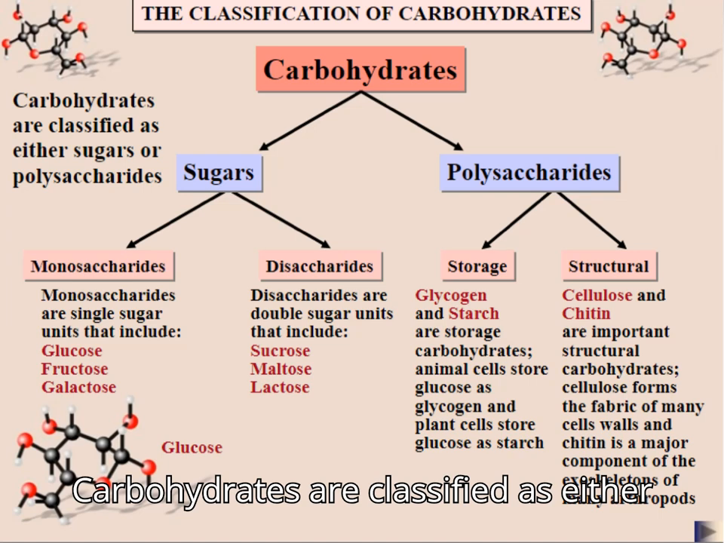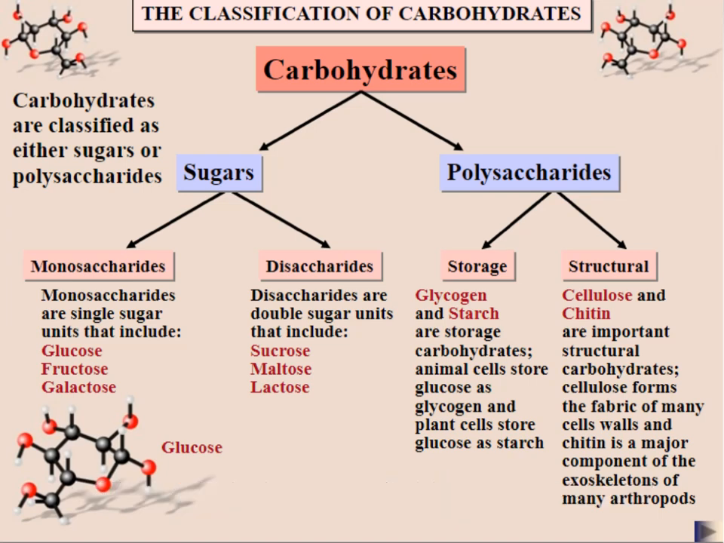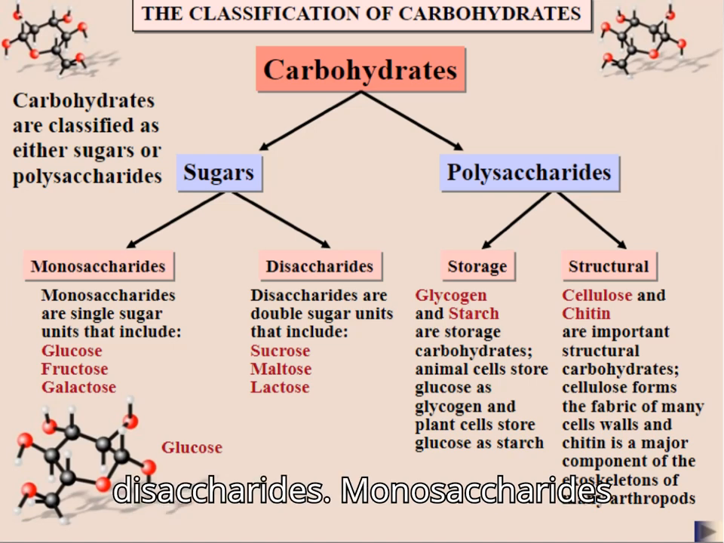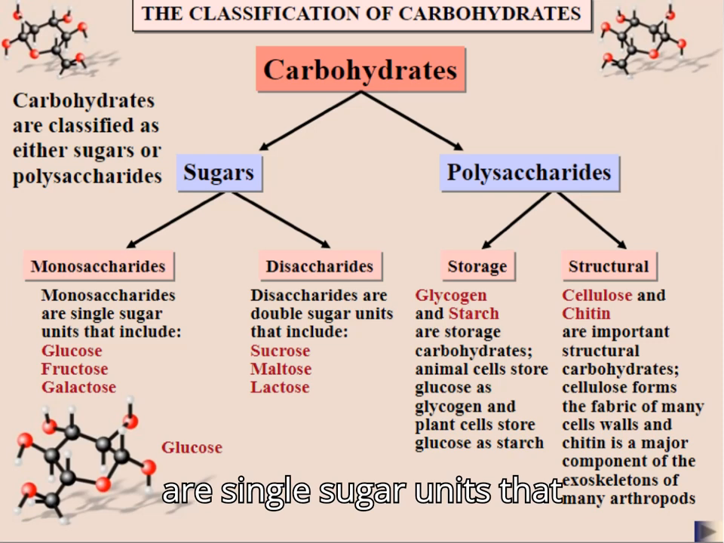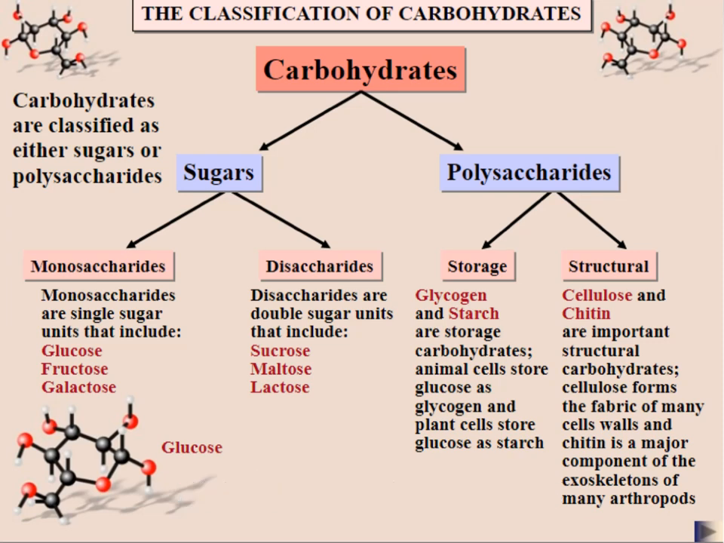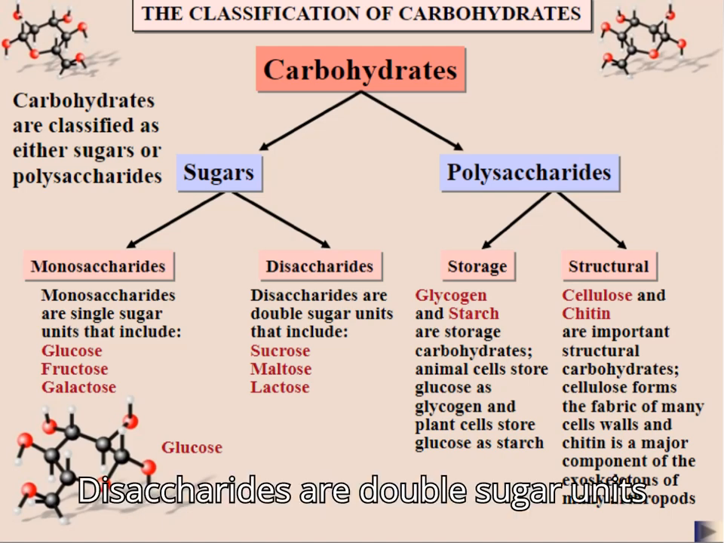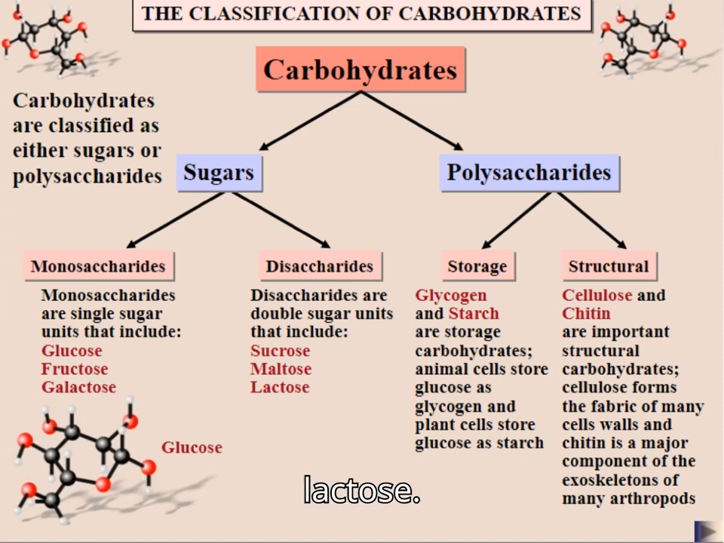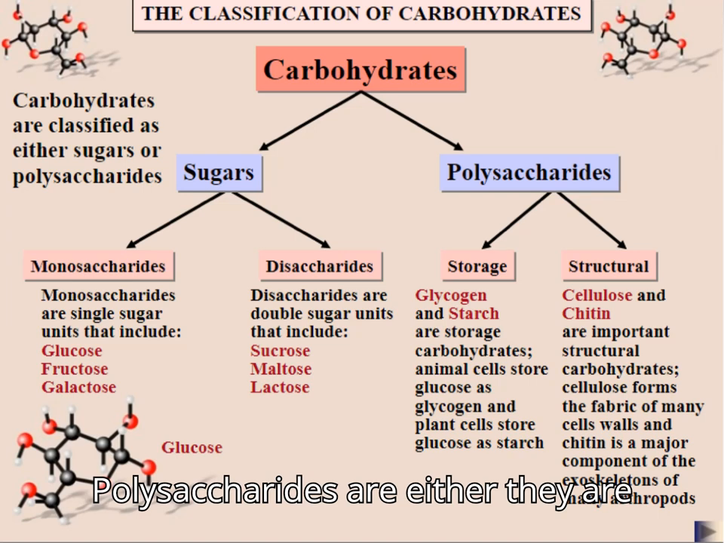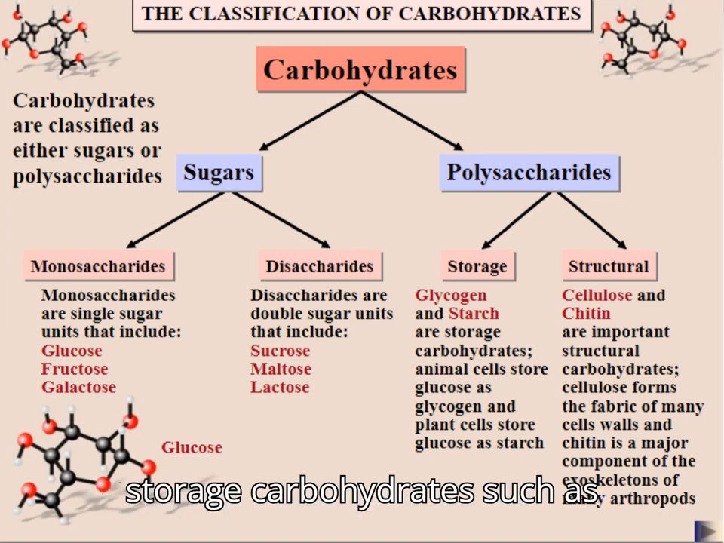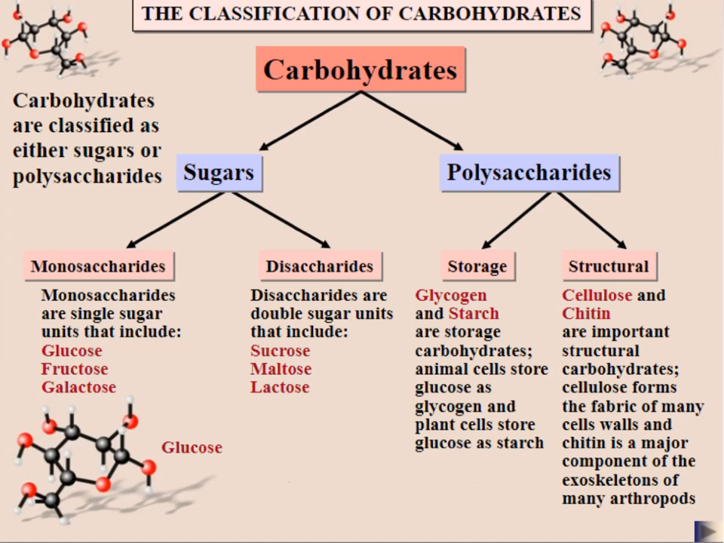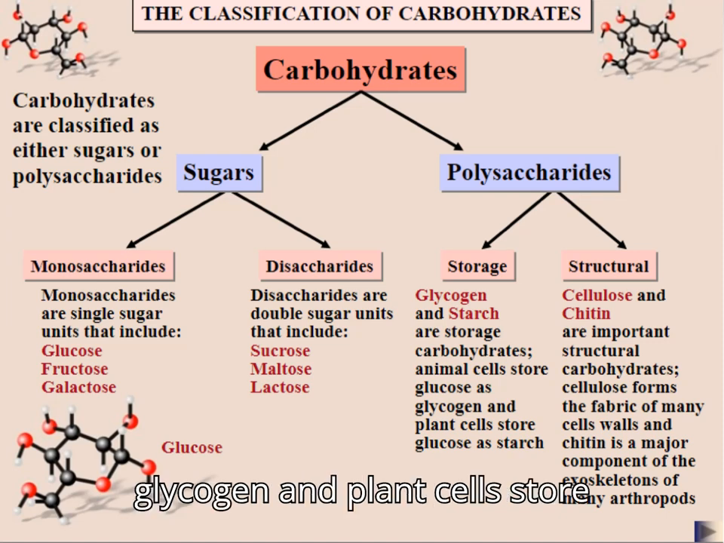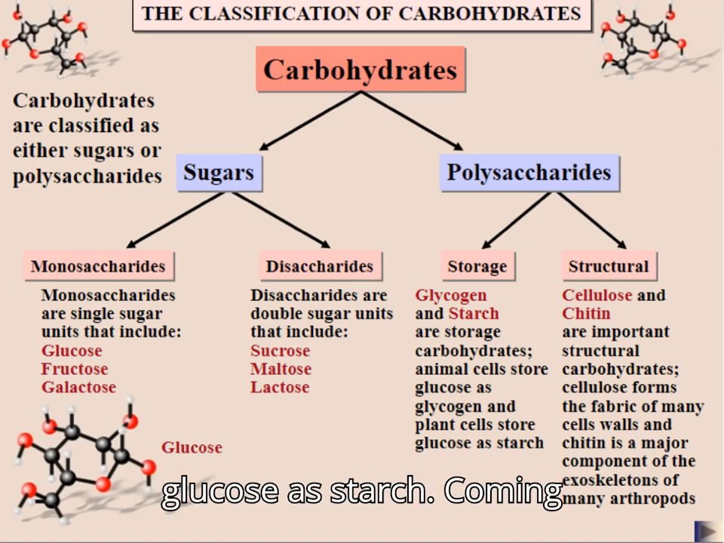Carbohydrates are classified as either sugars or polysaccharides. Sugars are monosaccharides or disaccharides. Monosaccharides are single sugar units that include glucose, fructose, and galactose. Disaccharides are double sugar units that include sucrose, maltose, and lactose. Polysaccharides are storage carbohydrates such as glycogen and starch. Animal cells store glucose as glycogen and plant cells store glucose as starch.